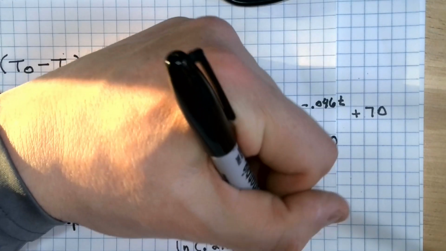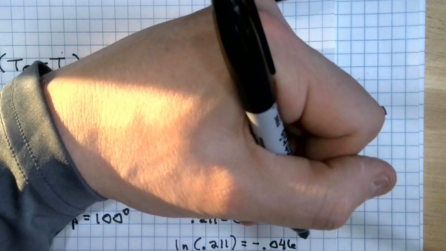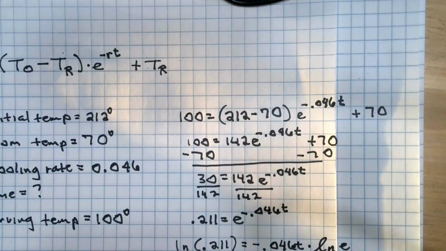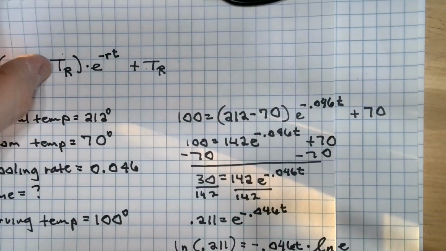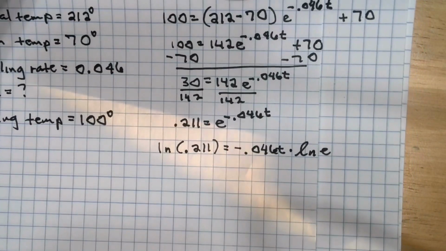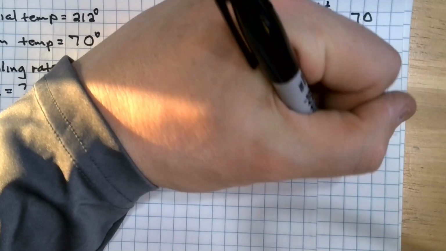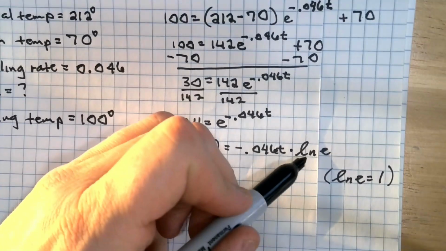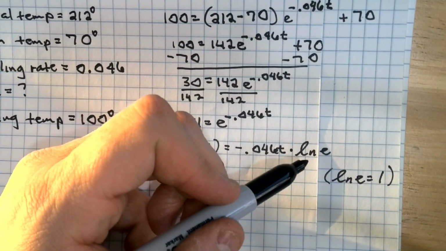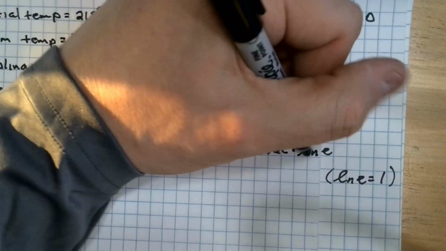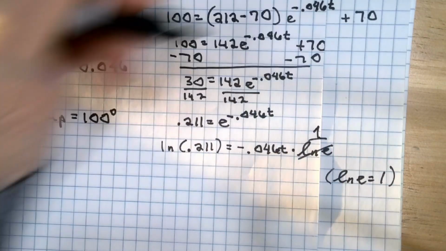Negative 0.046 t times the ln of e. Okay. I'm going to give you a little shortcut about the ln of e, and the reason we want to use the natural log whenever we have that base of e is because the ln of e equals 1. So this little piece right here, essentially, it equals 1.